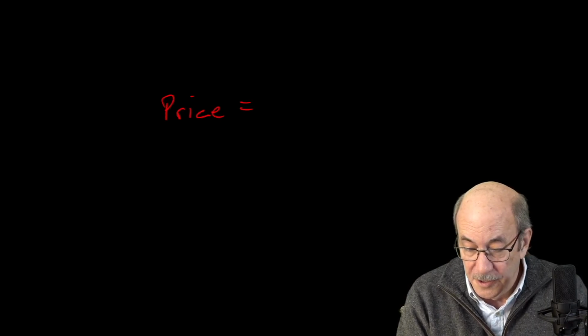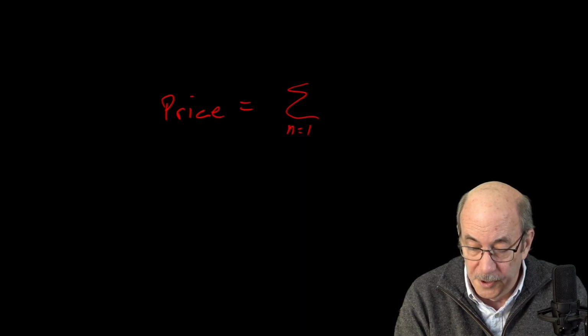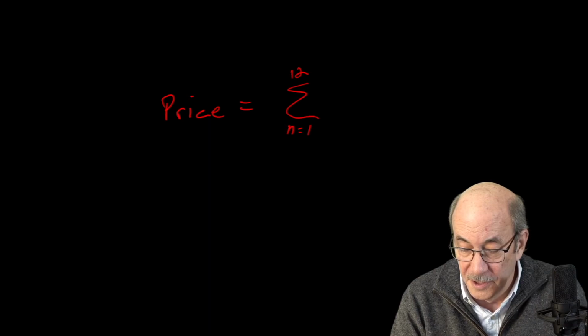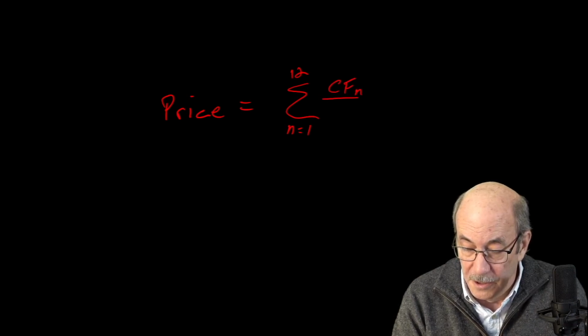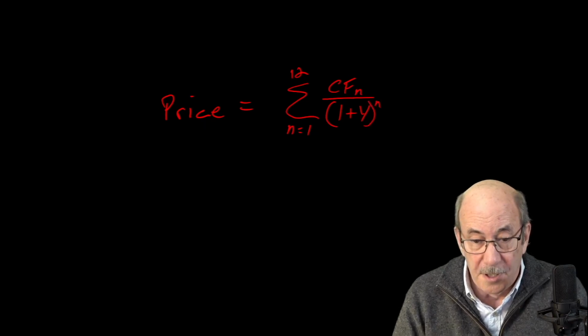And that would just simply look like this: the price of the bond is equal to the sum from n equals 1 to 12 in this case of the cash flow sub n divided by 1 plus, let's call it y, raised to the nth, and that would do it.